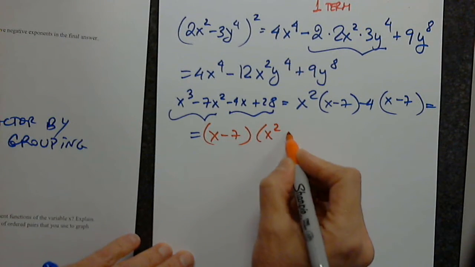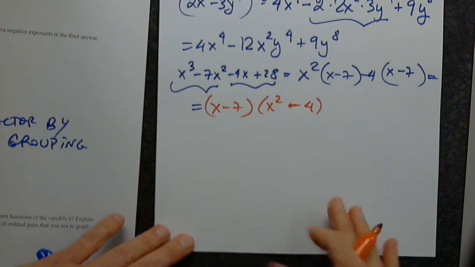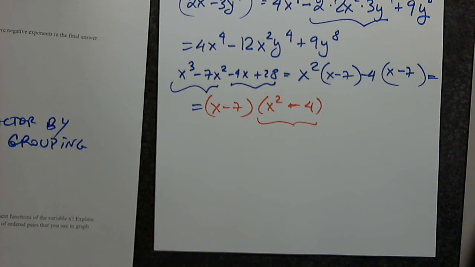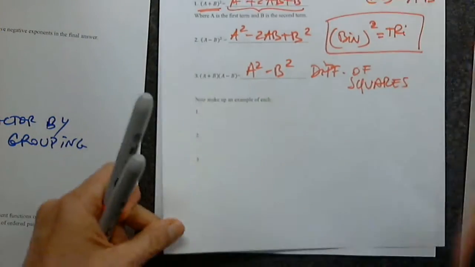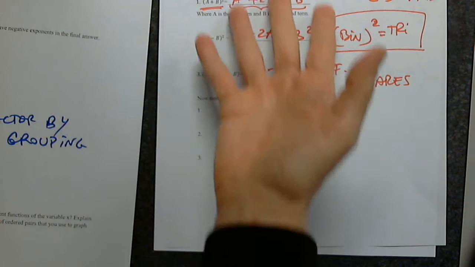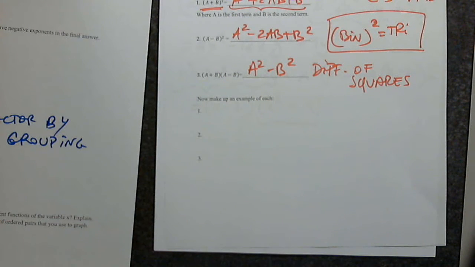And then it happens that I have x squared minus 4, and I have to continue because this, I can use the difference of squares. That's the reason why I wanted to refresh your memory on this. Because of two reasons. First, going from your left to your right, this is expanding, and going from your right to your left, this is factoring.